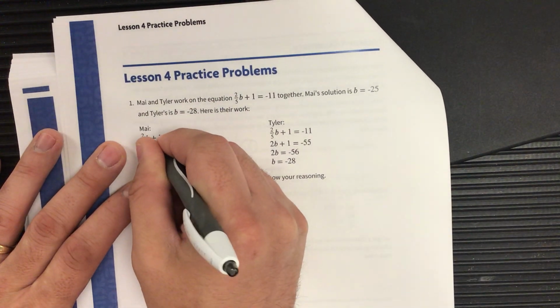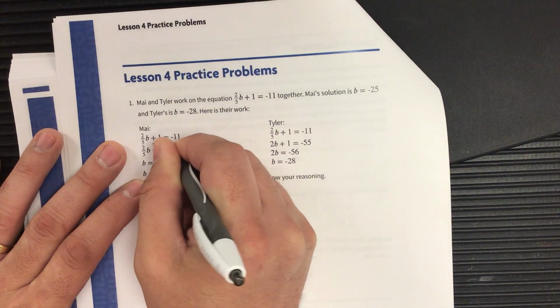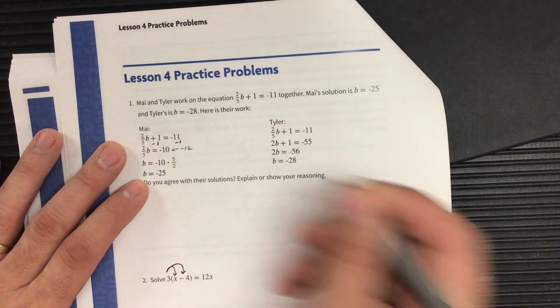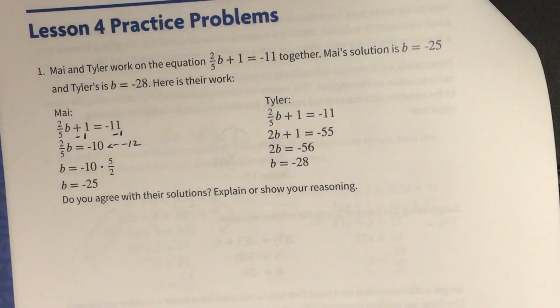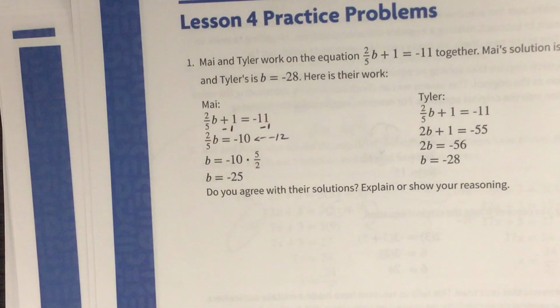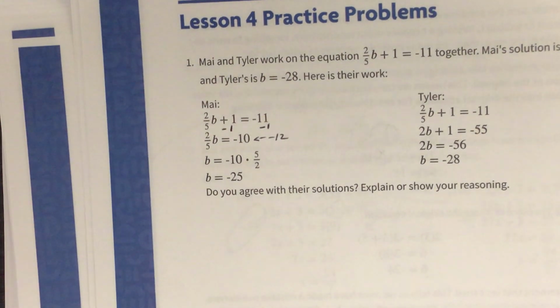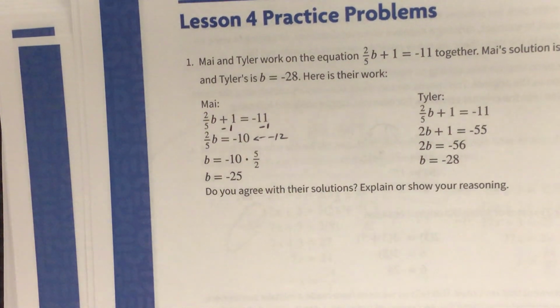Yeah, so they should have subtracted 1, which would have made that negative 12. Negative 11 minus another 1. And a lot of people think that's negative 10, but it actually gets smaller. Negative 12. How about the one on the right? Any mistakes there? Yes. What, Georgia?